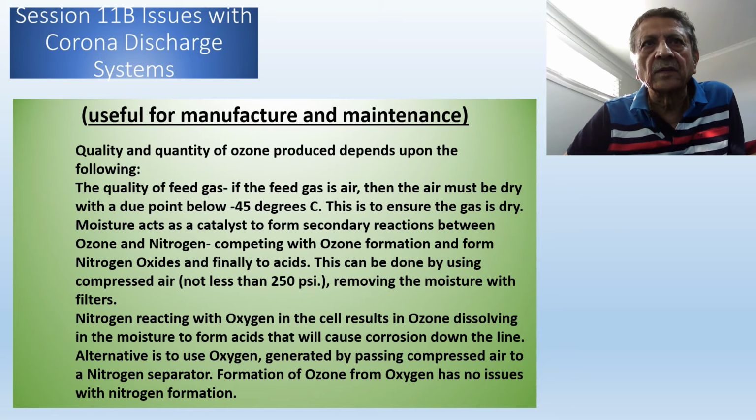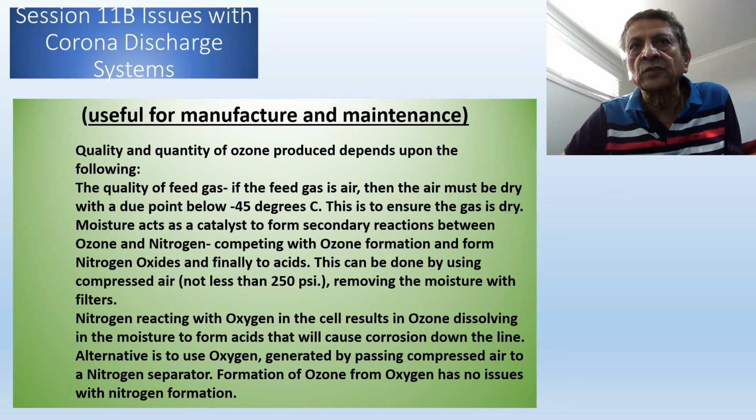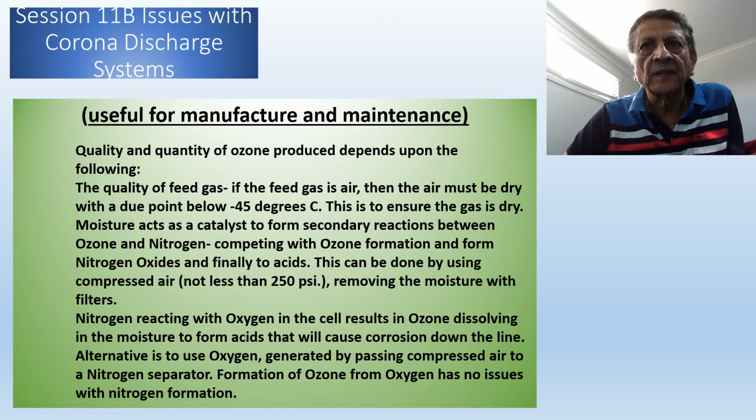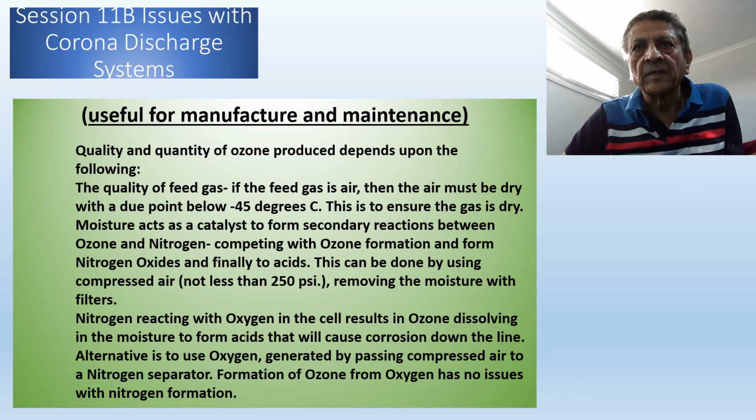This can be done by using compressed air, not less than 250 psi, removing the moisture with filters. Nitrogen reacting with oxygen in the cell results in ozone dissolving the moisture to form acids and will cause corrosion down the line. The alternative is to use oxygen generated by passing compressed air to a nitrogen separator. Formation of ozone from oxygen has no issues with nitrogen acid formation.